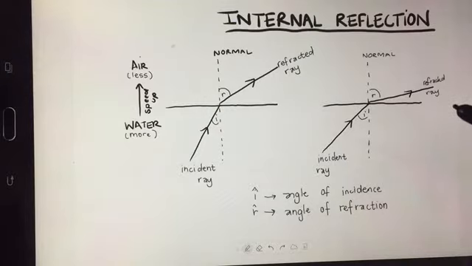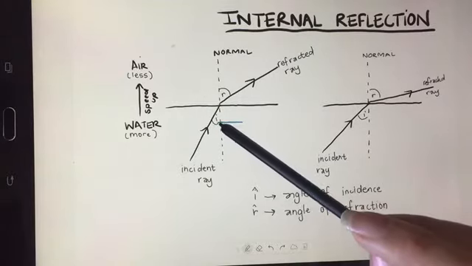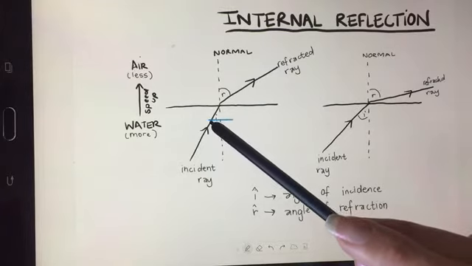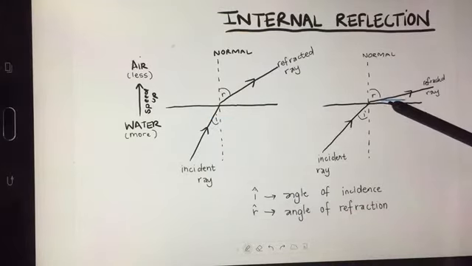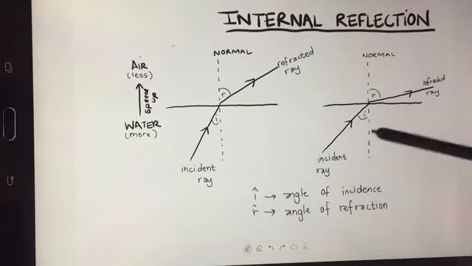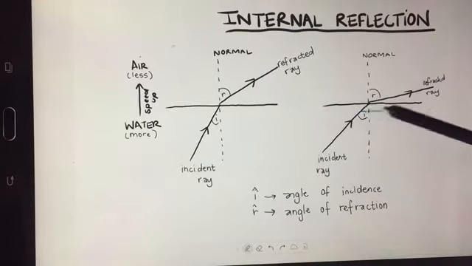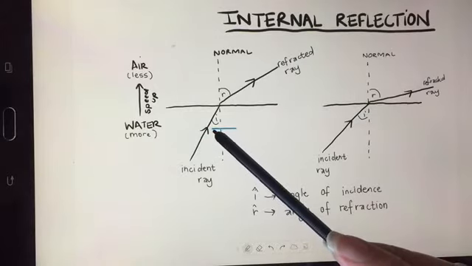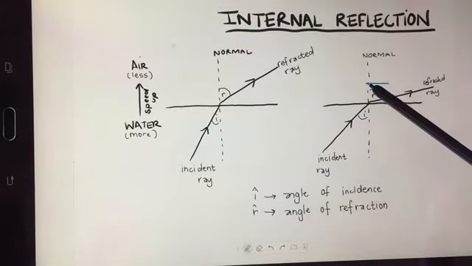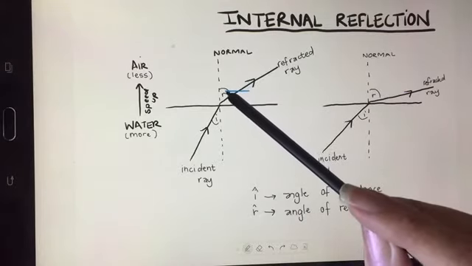Now, if I increase the angle of incidence, what is going to happen? Same thing, light's traveling from water to air. The angle of incidence here is greater compared to there. So it is still going to be refracted away from the normal, but now the angle of refraction here will be greater compared to there.